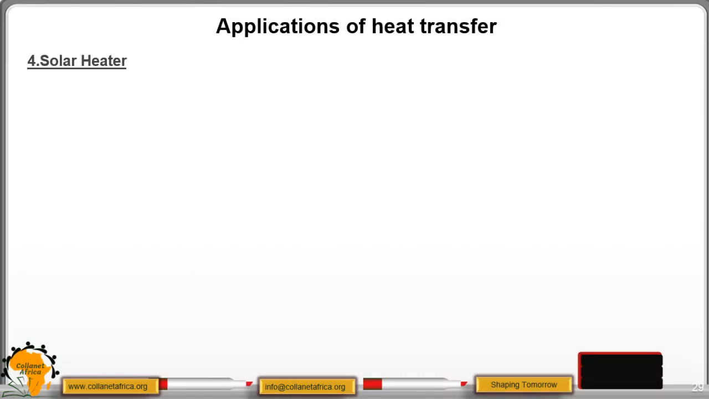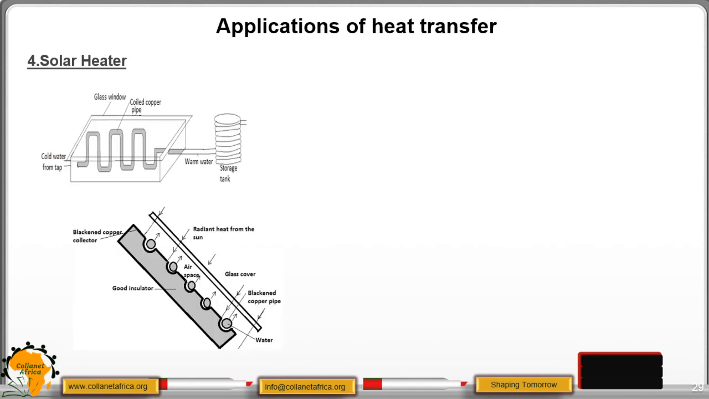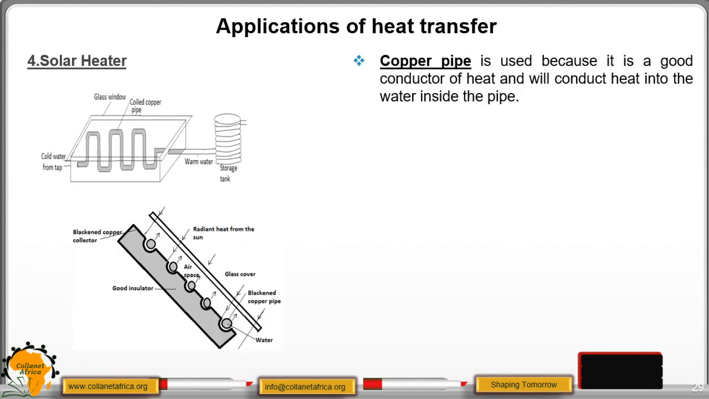Then we move to the fourth application. We have the solar heater. In our case here, we have two diagrams. So in this case, as you can be able to see here, remember a solar heater is used to heat water from the thermal radiations from the sun.